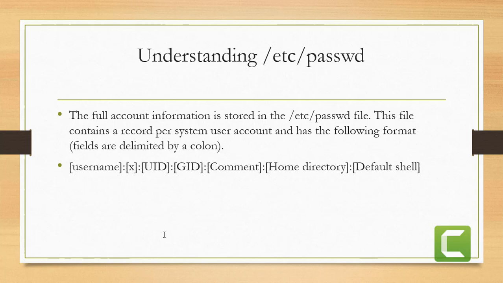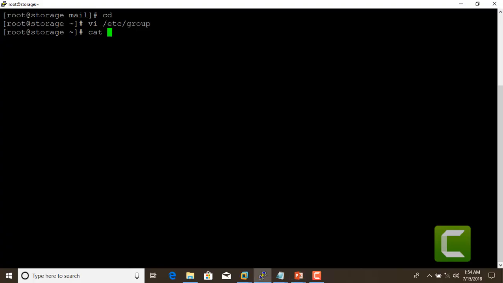Fields are delimited by a colon. There you can see: first is username, x, UID, GID, comment, home directory and default shell. Let me show you. Does it really look like this? passwd pipe grep Alex. You can see this: it is Alex, x, its UID, GID, group, home directory and the shell.